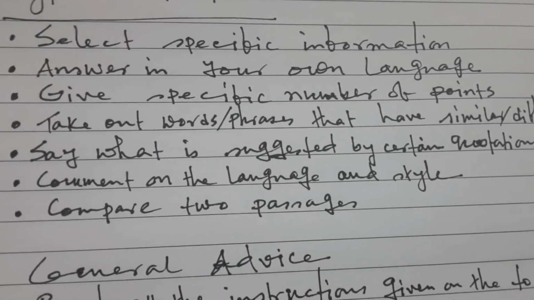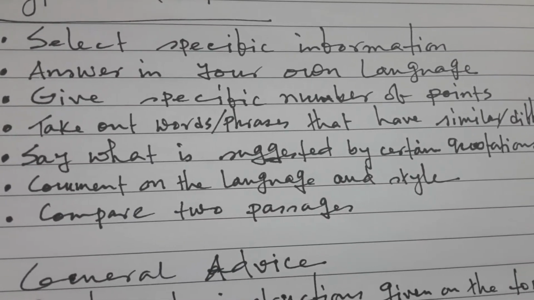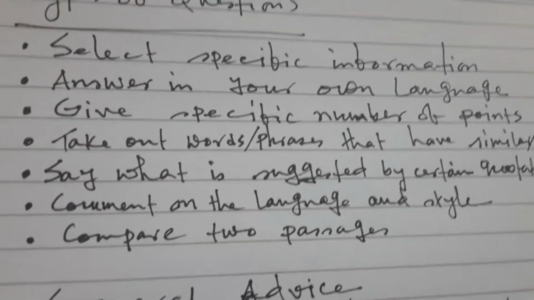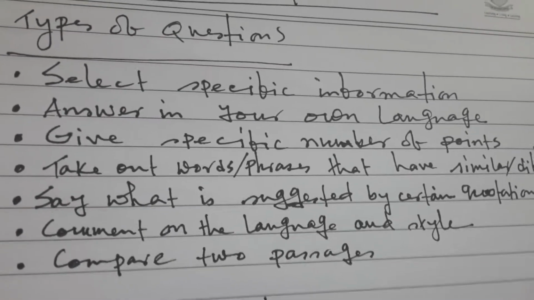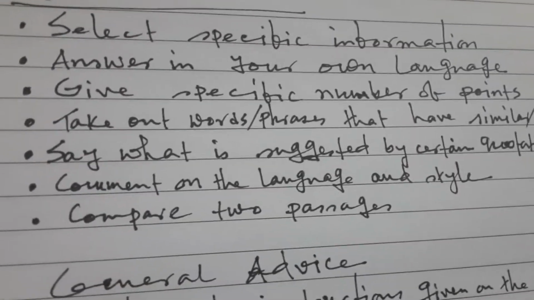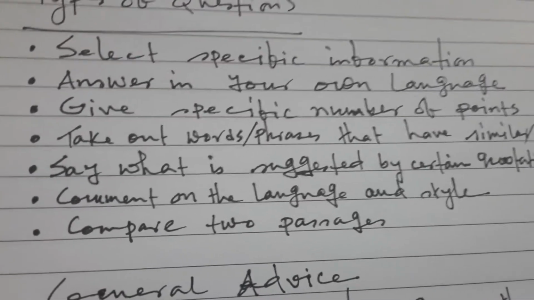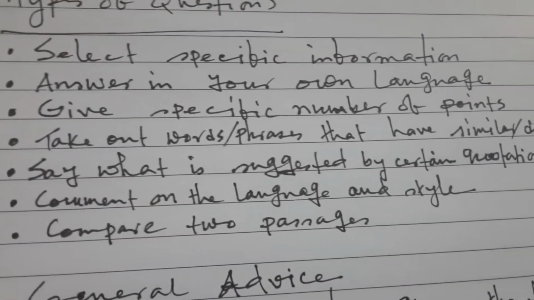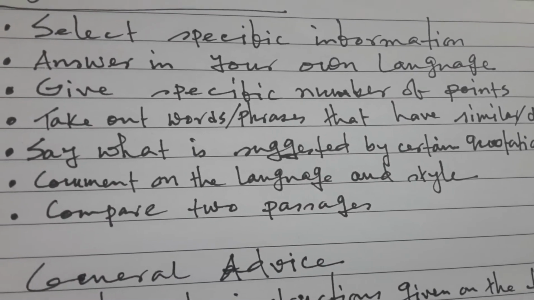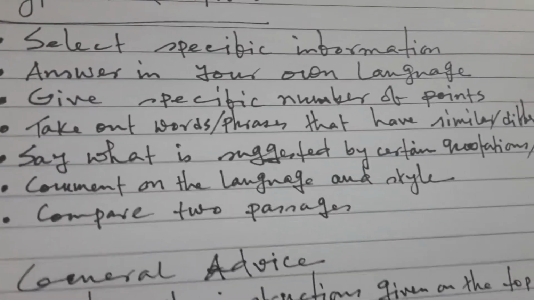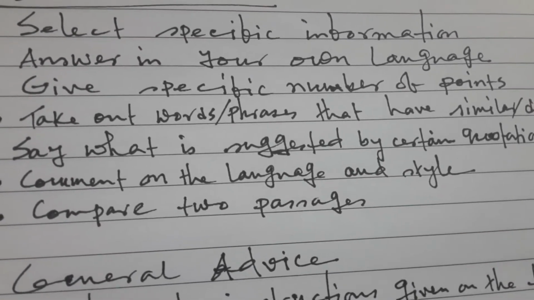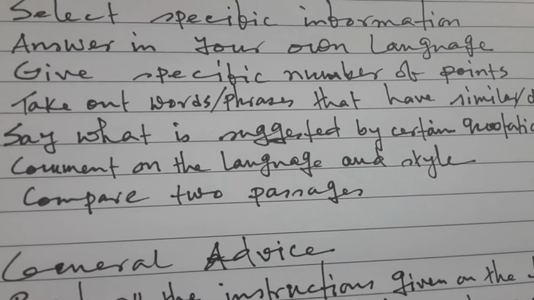Another type of question is, give a specific number of points, which means there will be certain points to an answer, like where theft is likely to occur, and in the text you have 5 or 6 places, so they might ask you 5, so you give 5 points. At a bus stop or a ticket queue, so on and so forth.